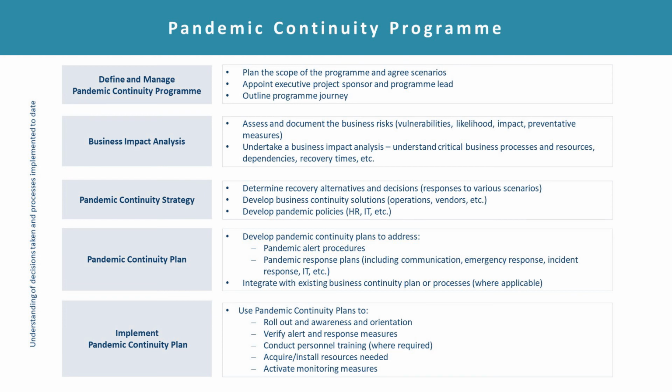Then last is to actually implement the pandemic continuity plan. How do we do that? We do that by rolling out awareness and orientation programs, by making sure that we verify all our alert and response measures. We conduct personal training. Obviously, this is where it's required. We make sure that we acquire or we install the resources that we're going to need. And most importantly, actively monitor and measure our efforts.